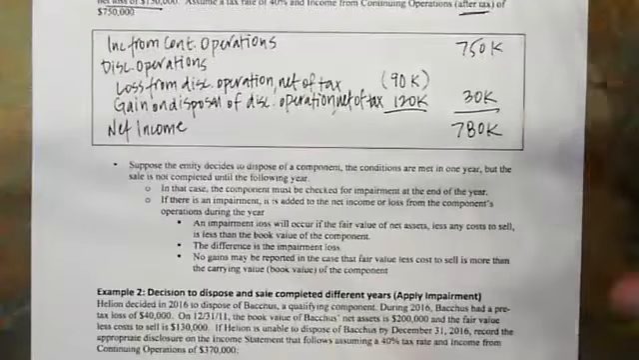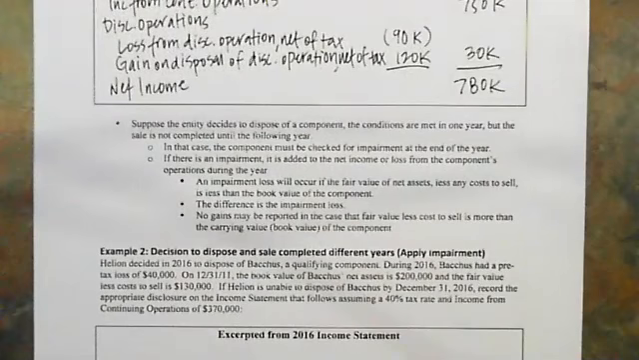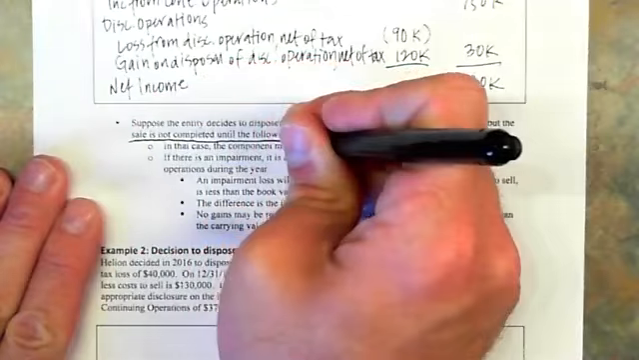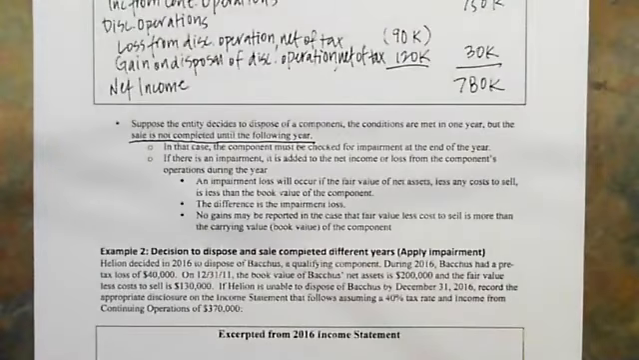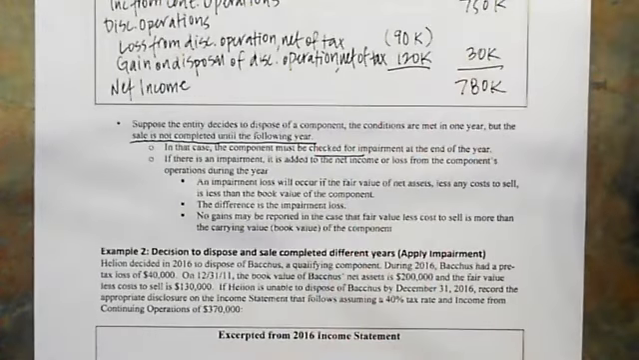So we talked a little bit about impairment, and that comes up whenever the entity does not actually get to dispose of the component and the sale is not completed until the following year. So maybe we decided to sell off our component, our discontinued operation, but the operation didn't sell in the first year. In that case, we still own the component at the year end, and we have to do something called checking for impairment. So we check for impairment, and if there is impairment, it's added to the net income or loss from the operations during the year.